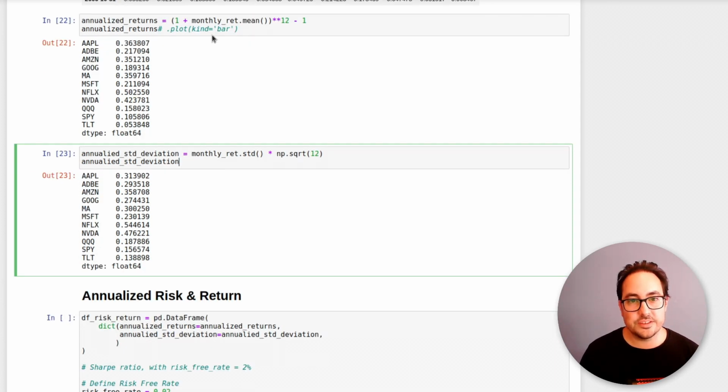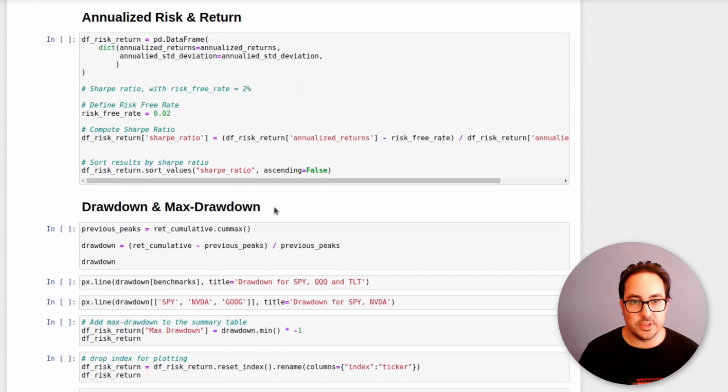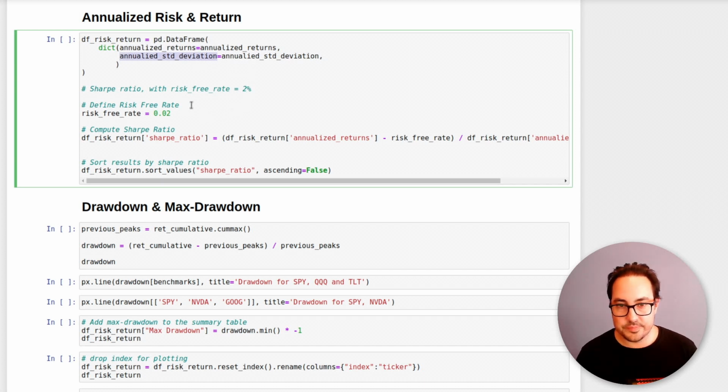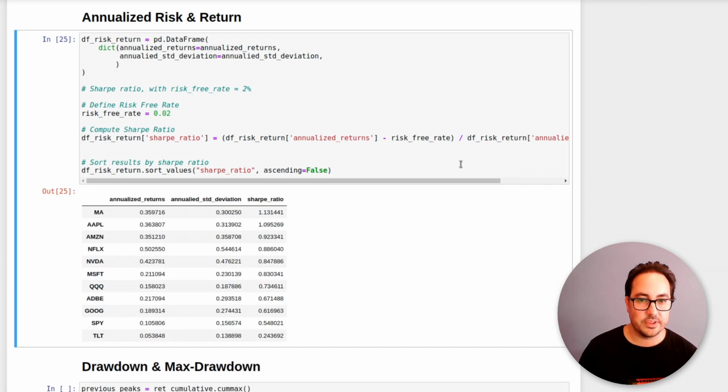Yeah, with these two values, you can compute what's called a Sharpe ratio. That's a statistic that, it's just a ratio of these values, right? So here I show how you can compute that. Here I create the data frame with the returns and the standard deviation. So basically, let's say the risk-free rate is 2%. So let's say the Sharpe ratio is computed with the annualized return minus the risk-free rate divided by standard deviation. This is the Sharpe ratio. So here I'm computing it and I'm also sorting by it.